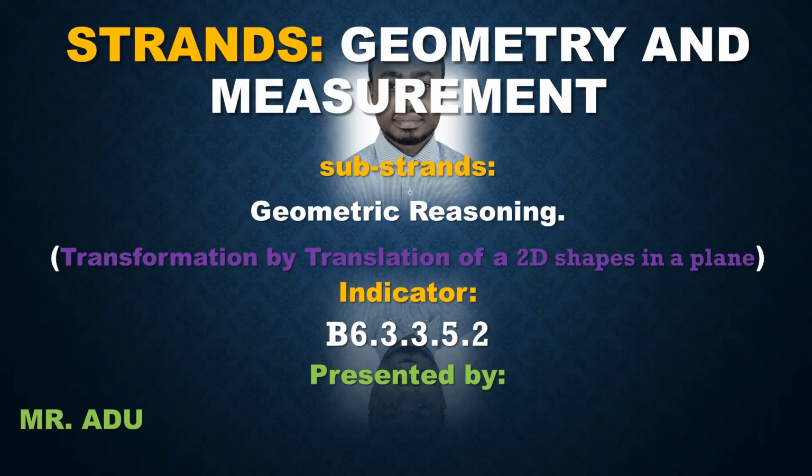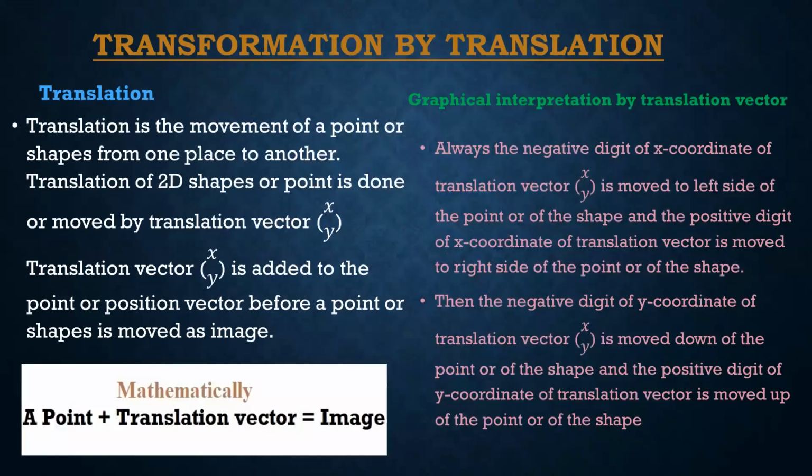These lessons have been taken from the new curriculum of BS6, Strand 3, Substrand 3, Content Standard 5, and Indicator 2. Transformation by translation. Translation is the movement of a point or a shape from one place to another. Translation of 2D shapes or points is done by a translation vector. So before an object can be moved under translation, there is a component called the translation vector.